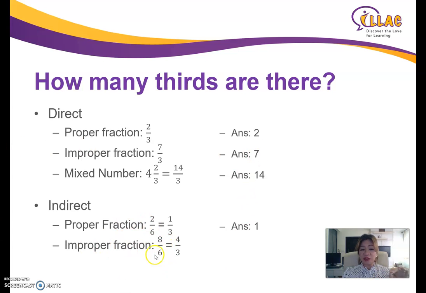Do the same thing. They didn't give you third, you get the third yourself. 6 divided by 2, you get 3. You do the same for the numerator. 8 divided by 2, you get 4. So how many thirds are there? 4. Mixed number, same thing.